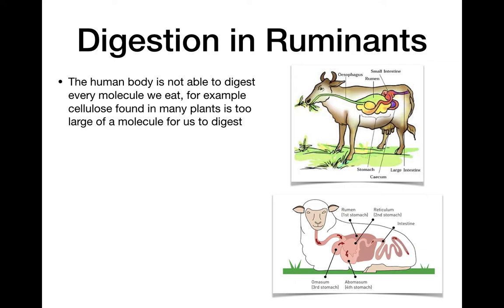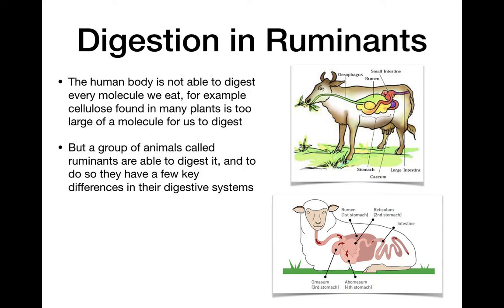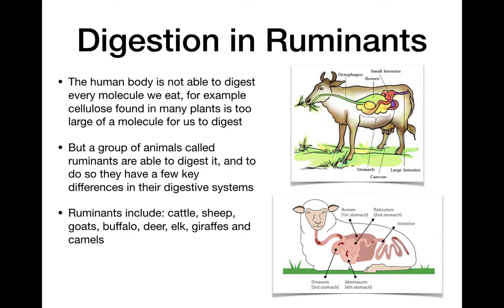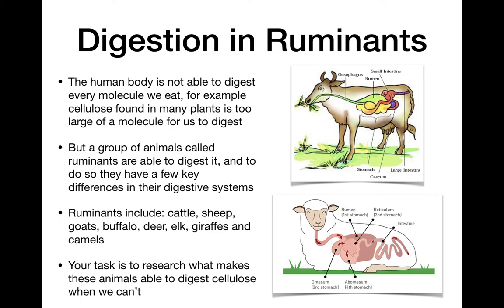We can't do it. But there are a whole bunch of organisms called ruminants, which tend to be herbivores, and they can digest it. And so there are a few differences in their digestive system compared to ours because of this fact. So the examples of ruminants: cattle, sheep, goats, buffalo, deer, elk, giraffes, and camels. You can pick one of these to look at, but they all have some very similar things that they use to help them digest cellulose. And your task is to figure out what makes them able to do it. So here's some kind of hints.